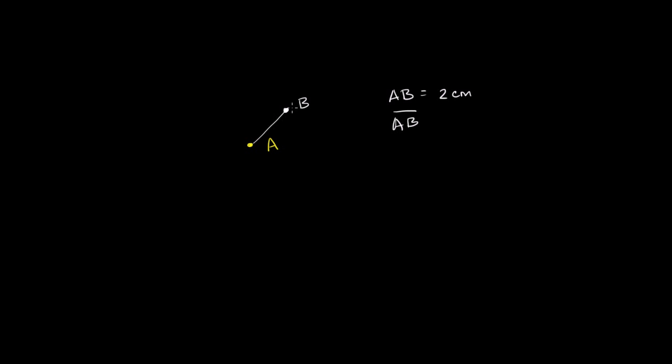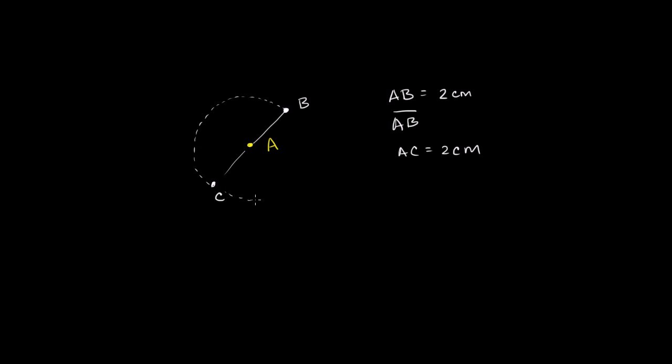But I'm not curious just about B. I want to think about all the points, the set of all of the points that are exactly 2 centimeters away from A. So I could go 2 centimeters in the other direction, maybe get to point C right over here. So AC is also going to be equal to 2 centimeters. But I could go 2 centimeters in any direction. And so if I find the set of all of the points that are exactly 2 centimeters away from A, I will get a very familiar looking shape like this.